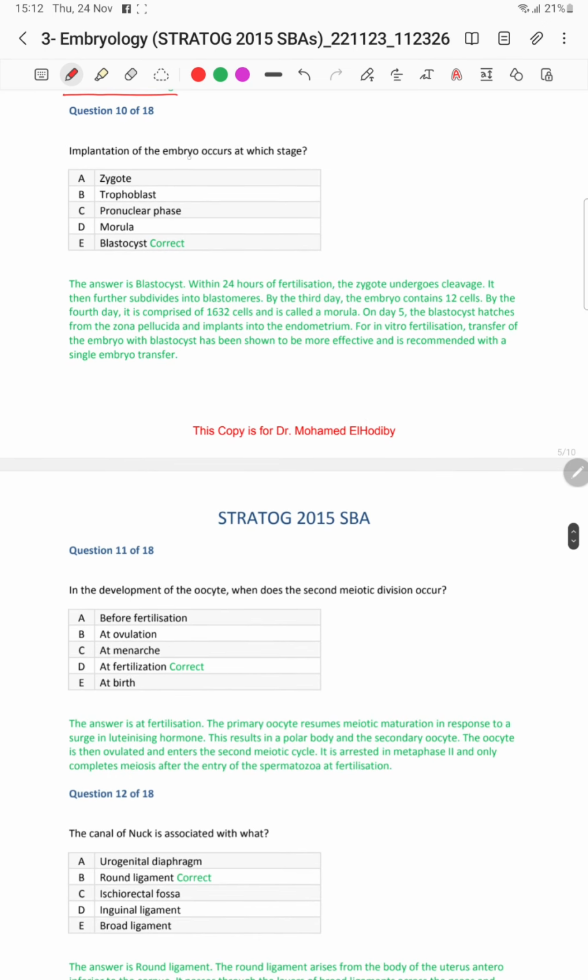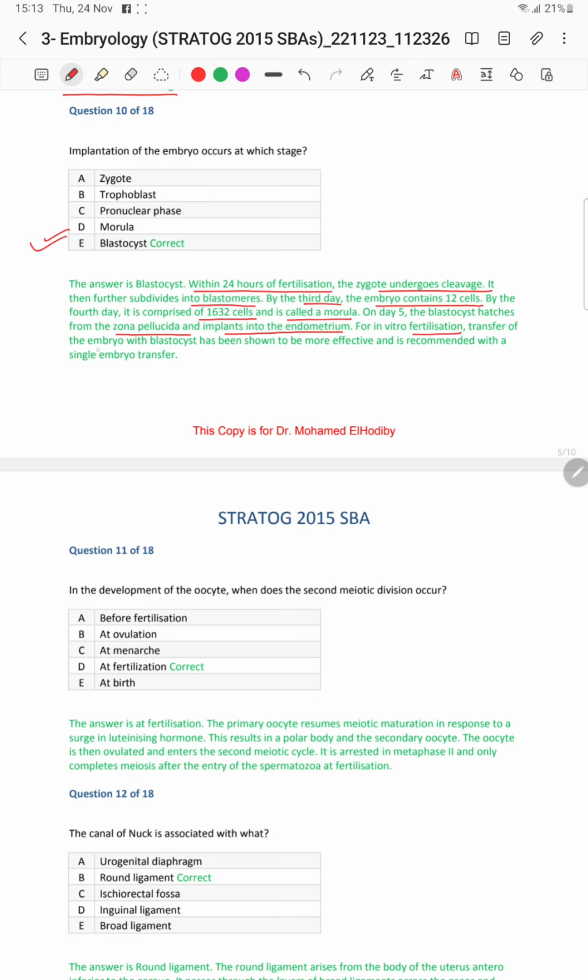Question number 10. Implantation of the embryo occurs at which stage? It is the blastocyst. Within 24 hours of fertilization, the zygote undergoes cleavage, and it then further subdivides into blastomeres. By the 3rd day, the embryo contains 12 cells. By the 4th day, it is comprised of 16 to 32 cells and is called a morula. On day 5, the blastocyst hatches from the zona pellucida and implants into the endometrium.